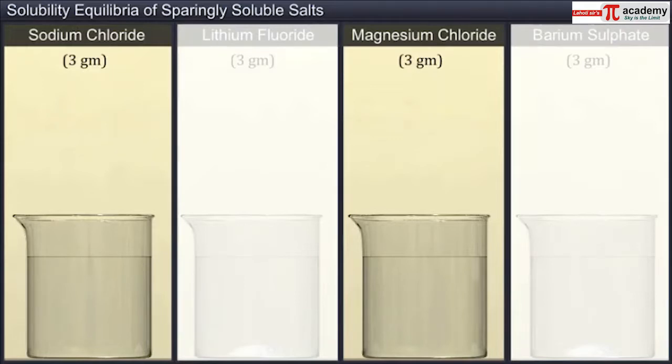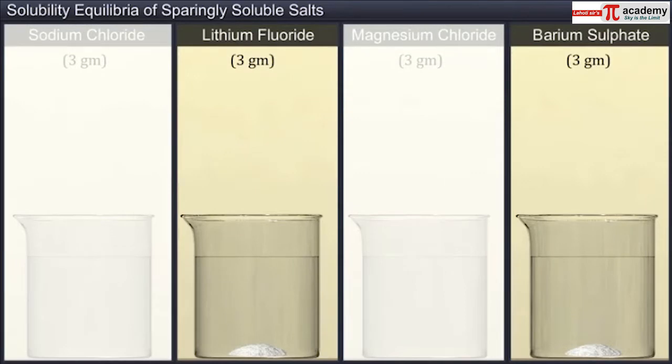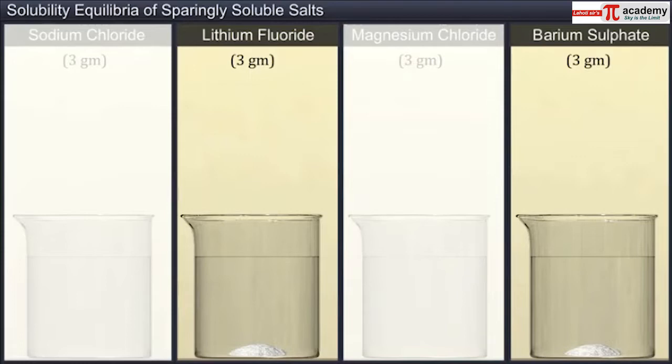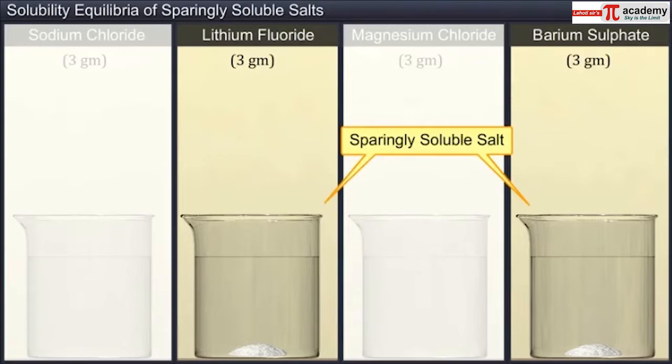You observe that the salt in the beakers containing the solutions of sodium chloride and magnesium chloride dissolve completely, while the other 2 beakers still contain a large amount of undissolved salt. From this, we can conclude that all the salts are not soluble in water to the same extent. Salts like lithium fluoride or barium sulfate, which show little solubility in water, are commonly termed as sparingly soluble salts.